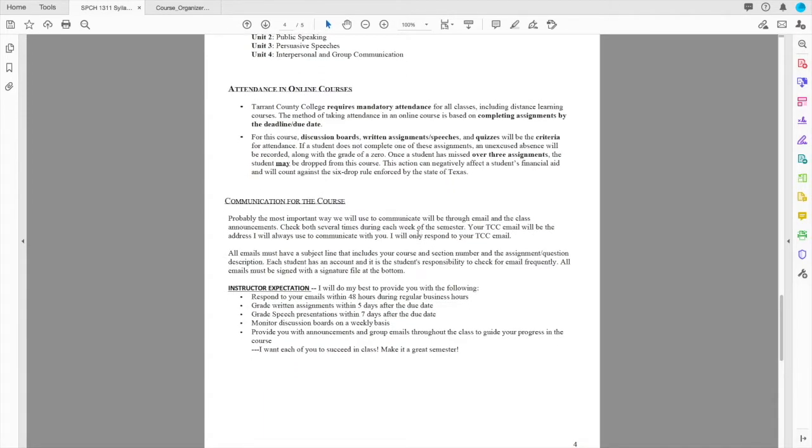Probably the most important way we will use to communicate will be through email and the class announcements. So make sure you check both several times during each week of the semester. Your TCC email will be the address I will always use to communicate with you. I will only respond to your TCC email. This is very important because I know some of you have your own personal email. Please do not use your own personal email. Use your TCC email.